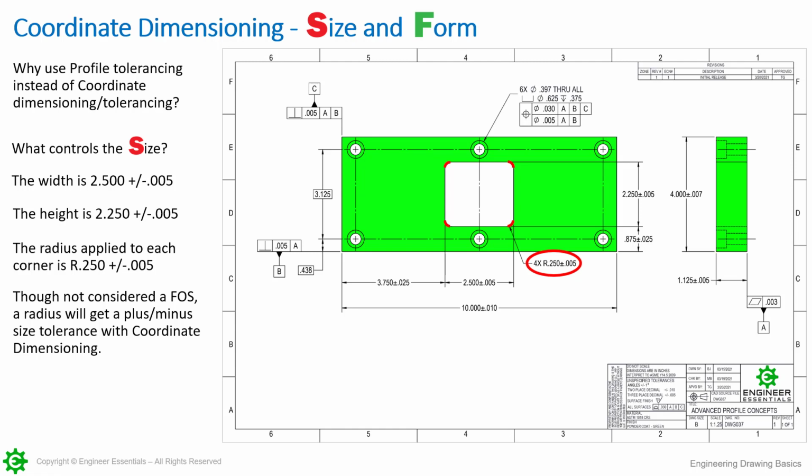I wanted to point out here real quick that a radius is not considered by the ASME standard a feature of size. When we're doing coordinate dimensioning, it does still have a plus or minus tolerance on that. Now, these are easily converted into profile of a surface, but not done on this one here. Obviously, the rest of the shape is plus or minus tolerance and treated like feature of size.